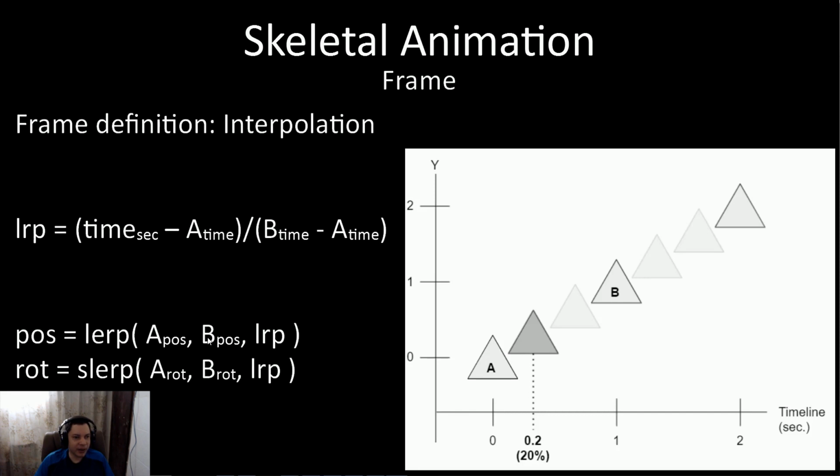Now we can calculate our interpolation. First, we need to sample the time and discover its amount related to the time of keyframe A and keyframe B. Once we have this value, we can use the LERP for position and SLERP for the rotation.